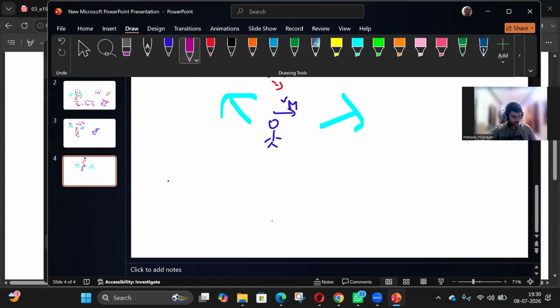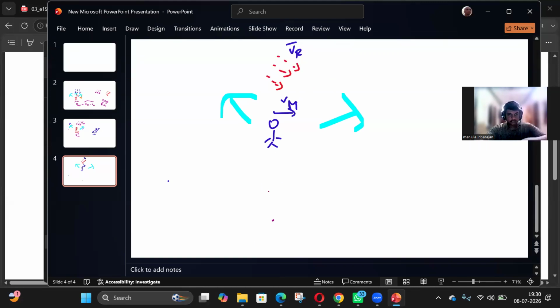It's VR. VR is like this, and minus VM is like this. So in this case, the resultant is this one. So backward tilting is possible. Can I get this from the forward tilting?